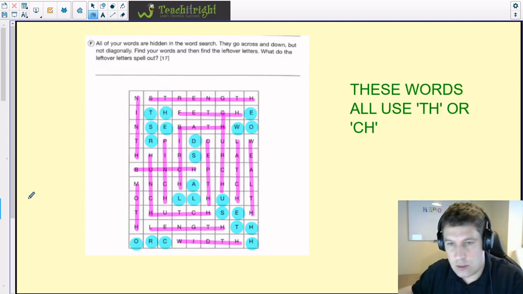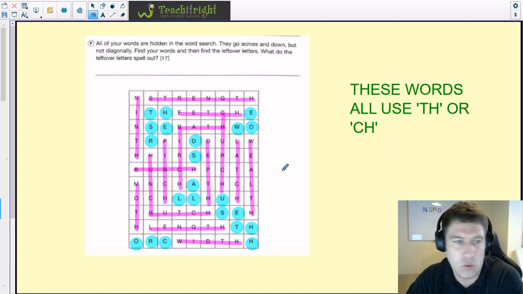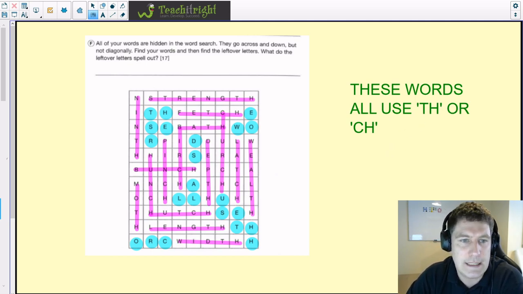Now we're going to have a look at the top of page 5. Another little word search. Good fun, these word searches. Good to sort of test your knowledge of spelling a little bit as well. And the letters that were left over should have spelt these words all use TH or CH. So again, pause the video if you want, just to double check you got it right.